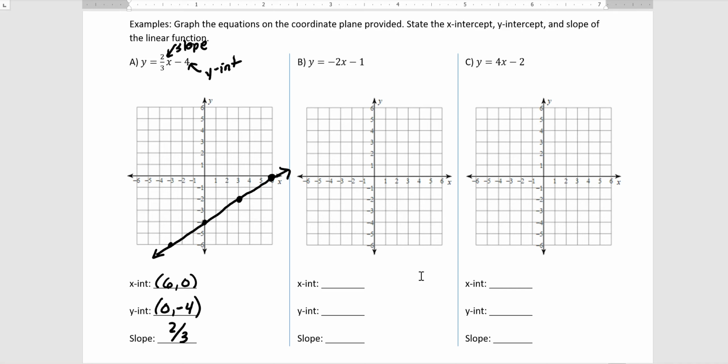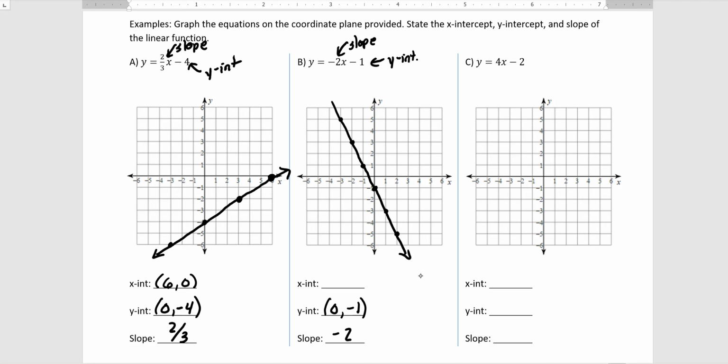All right, so my slope is going to be -2. My y-intercept is going to be -1. So a slope of -2, y-intercept, I would write 0, -1. Now what does that slope tell me to do? Down 2, right 1, down 2, right 1, up 2, left 1, up 2, left 1, up 2, left 1. All right, and we can now connect our dots to graph our line.